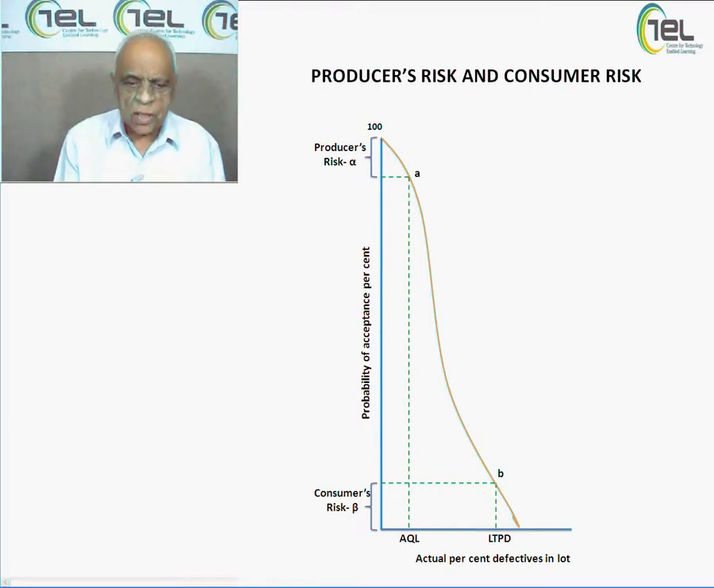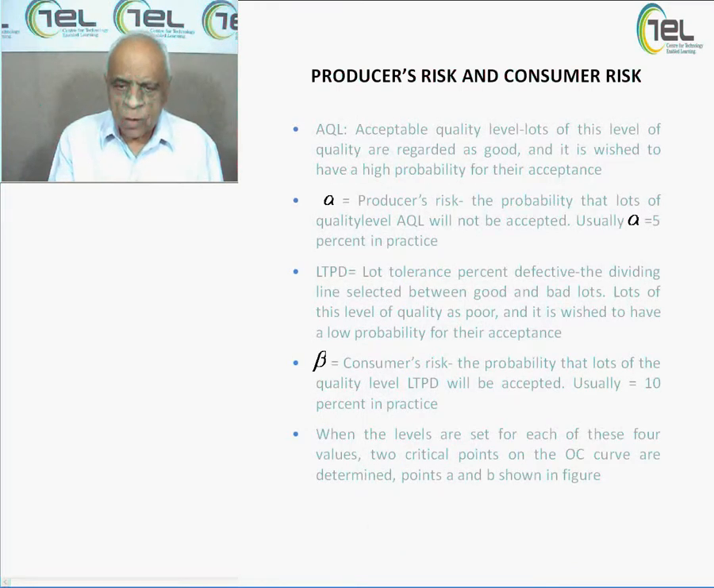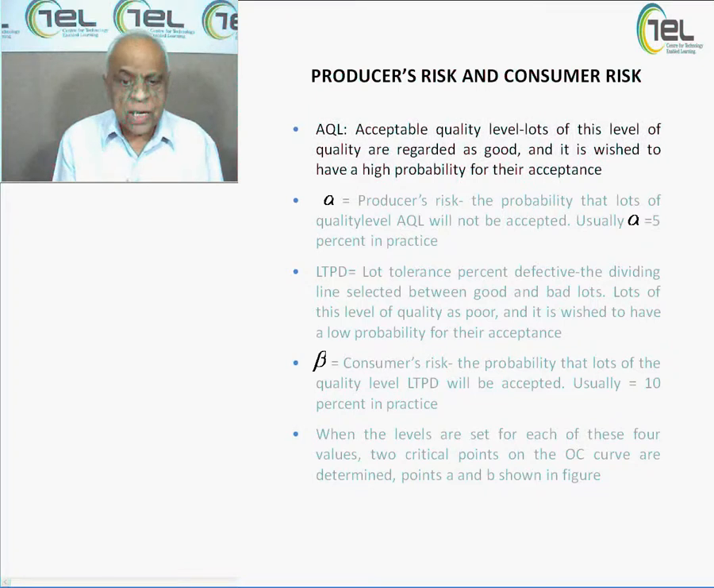Now producer risk is alpha and consumer risk is beta here, and just see the position on the graph, and we'll explain the graph in this manner. Now, producer risk and consumer risk, AQL: you have seen the graph here. Acceptable quality level, lots of this level of quality are regarded as good.